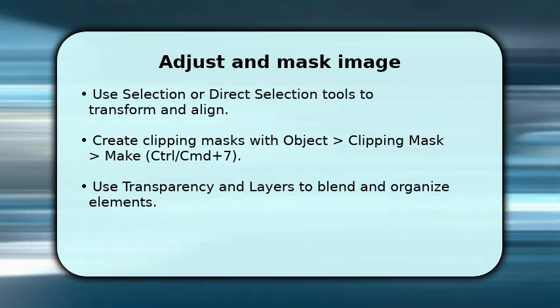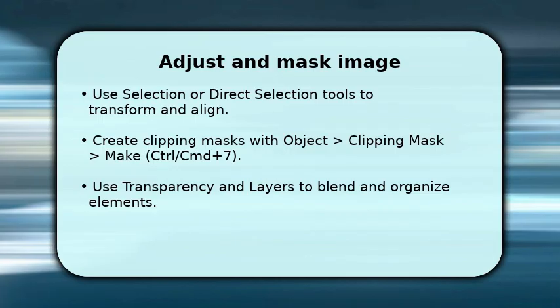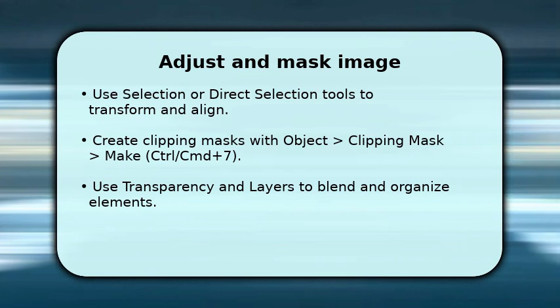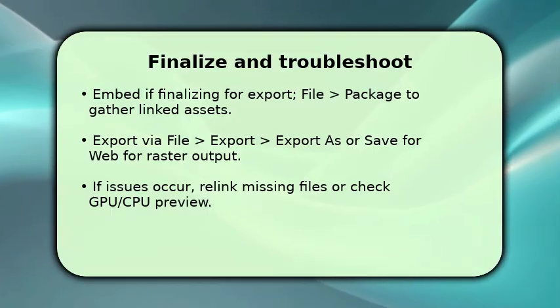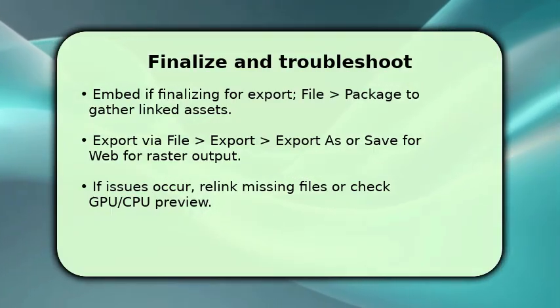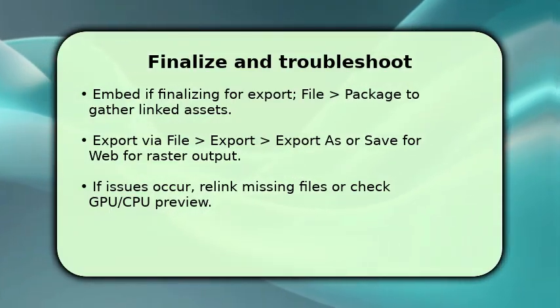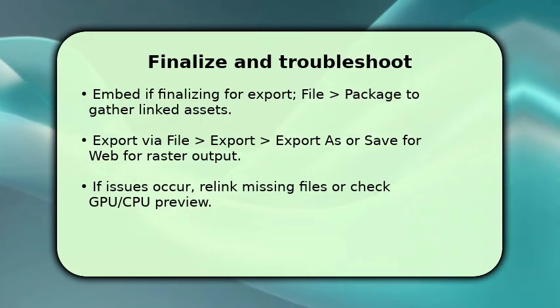Once done, place the image on its own layer and adjust opacity or blending modes to integrate it with vector artwork. Finalize by embedding the image if you need a single file deliverable, or use File, Package to collect links and fonts for sharing. Export using Export As for high-resolution raster, or Save for Web for optimized files. Choose Color Profile and Resolution before exporting.